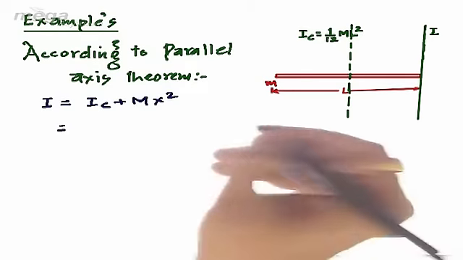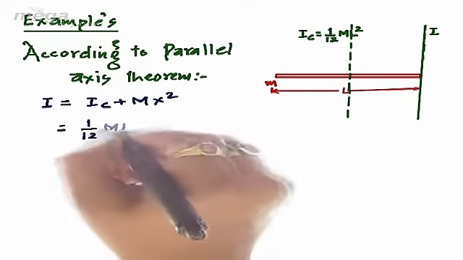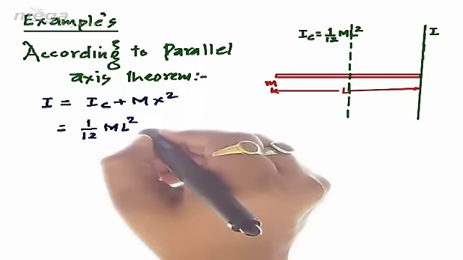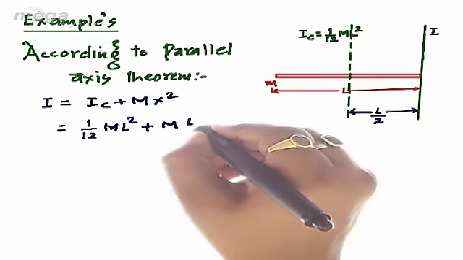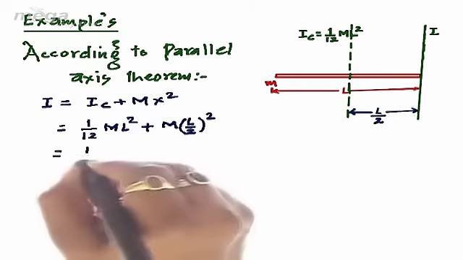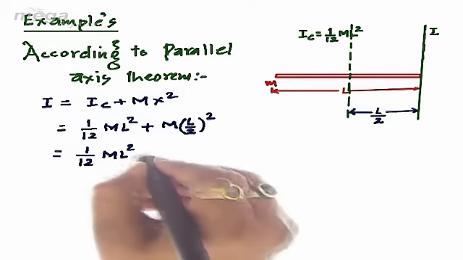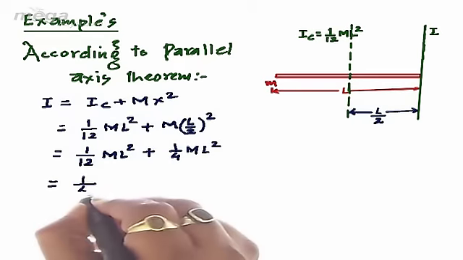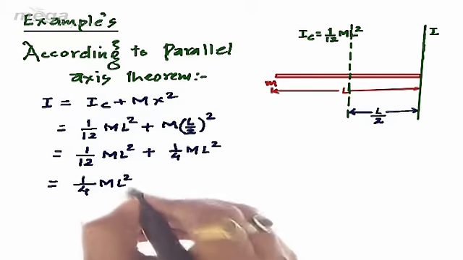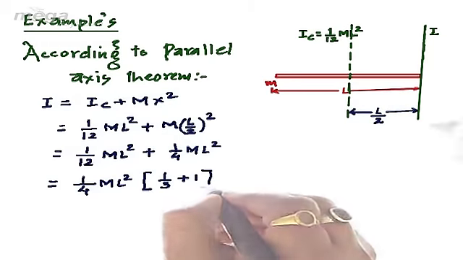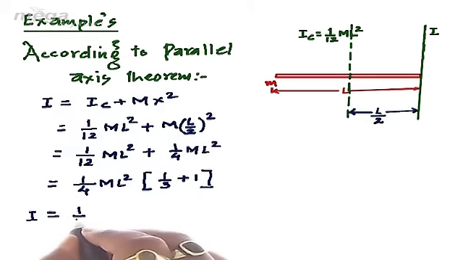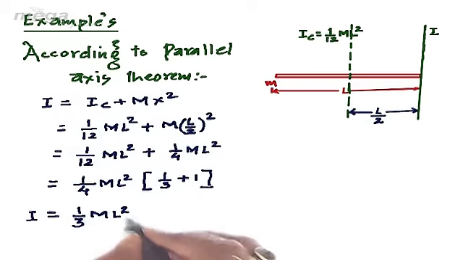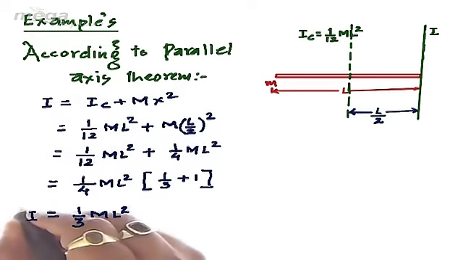So as IC is equal to 1 upon 12 mL square, I will be equal to 1 upon 12 mL square plus m times the distance between the centroidal axis and this given axis, which is easily seen to be L by 2, so (L by 2) whole square. It will come out to be 1 upon 12 mL square plus 1 upon 4 mL square. Taking 1 upon 4 mL square common, we get 1 upon 3 plus 1. On solving, we get the moment of inertia along the axis passing through the tangent and parallel to the centroidal axis equal to 1 upon 3 mL square.